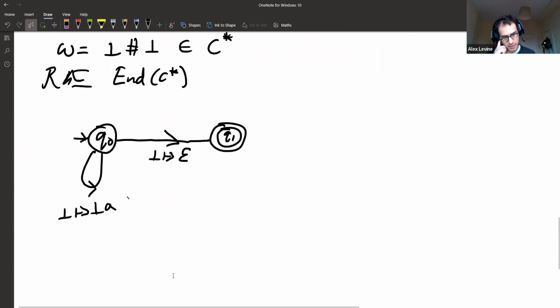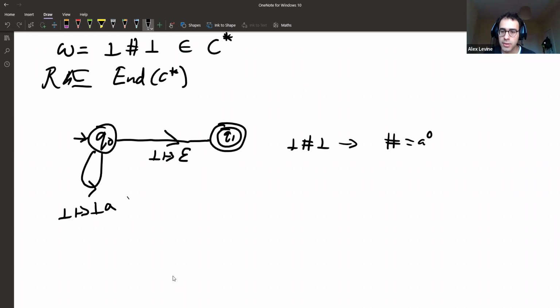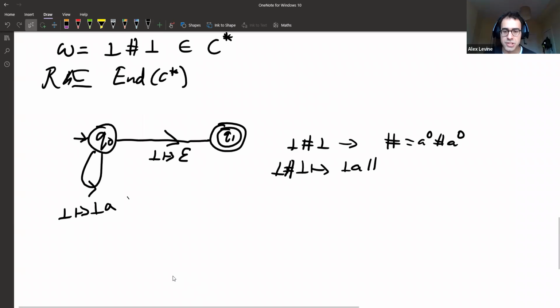So what's actually going on here? I start off with perp hash perp. Now I could just follow this edge and I get A to the naught hash A to the naught, which is good. I could go do this edge once. So then I get perp hash perp, which would go to perp A hash perp A. And then I could follow this edge at this point, and that would then go to A hash A, which is still in our language.